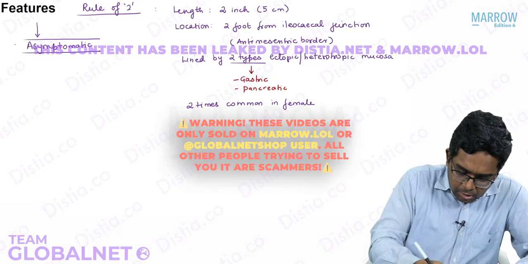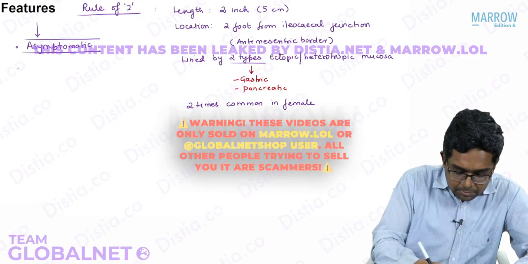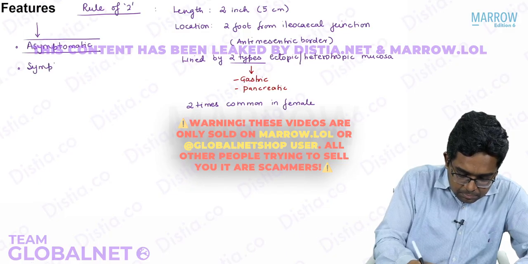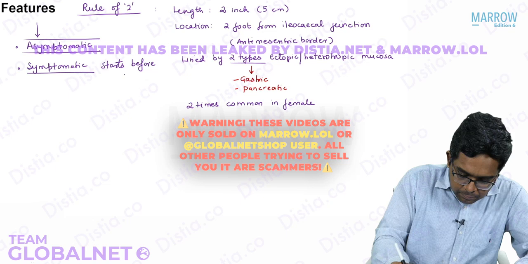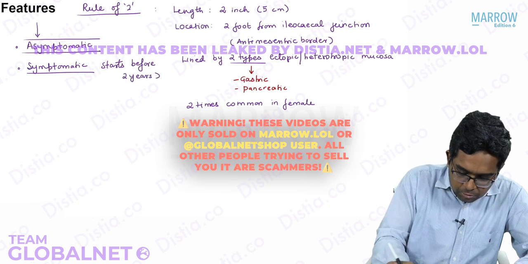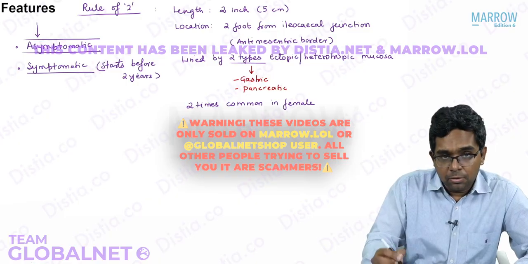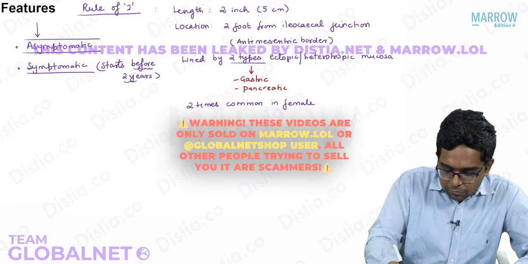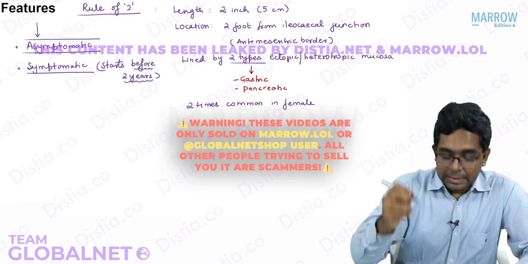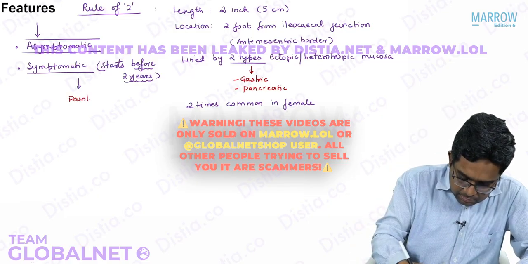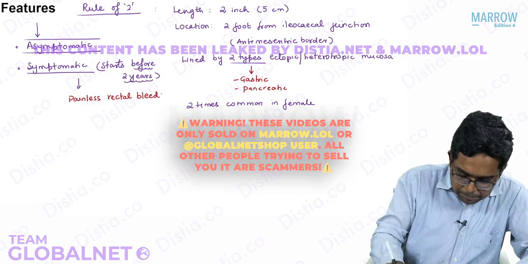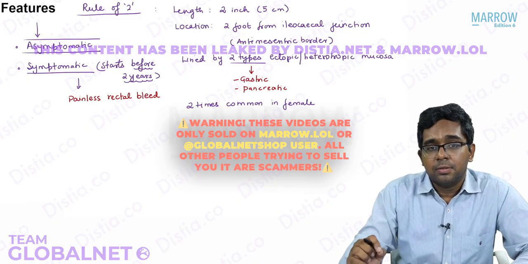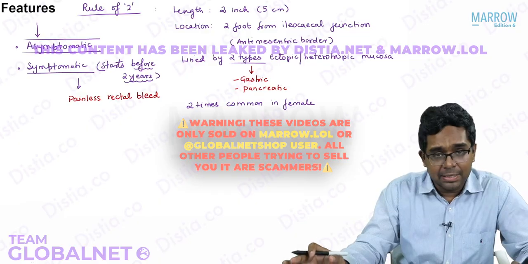However, if the children are going to have symptoms, the symptoms start before the age of 2 years. That is also one more point for the rule of 2. Symptoms, if at all, are going to be present before the age of 2 years. And what would that symptom be? It is painless rectal bleeding, or painless bleeding at the time of stool passage. That is what I mean by painless rectal bleed.